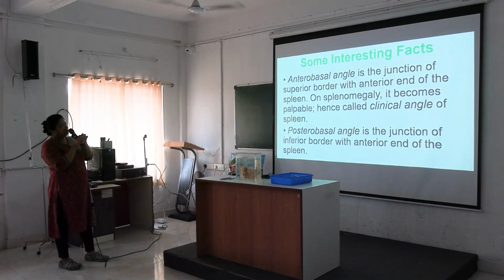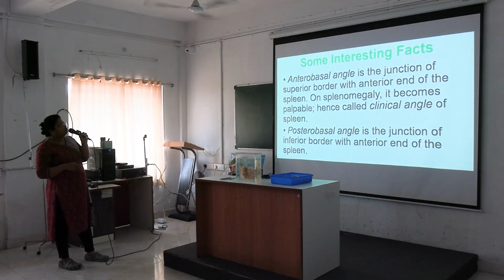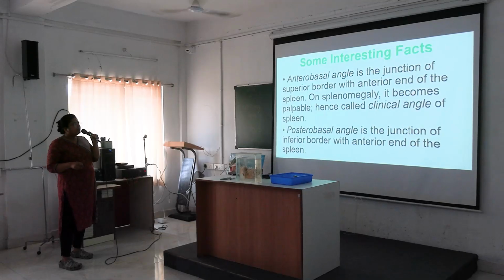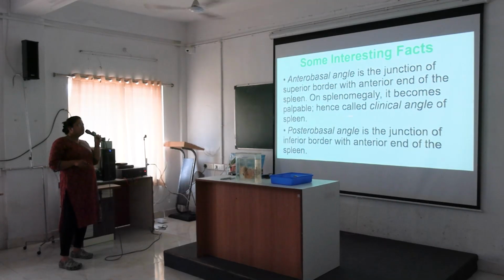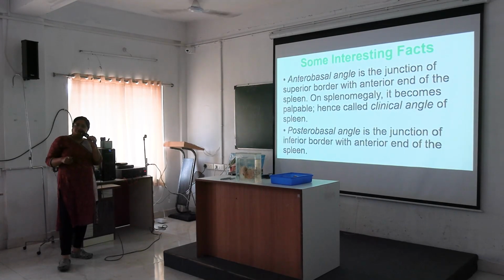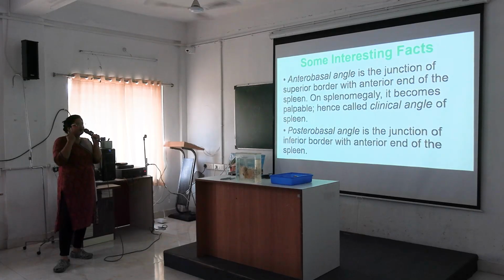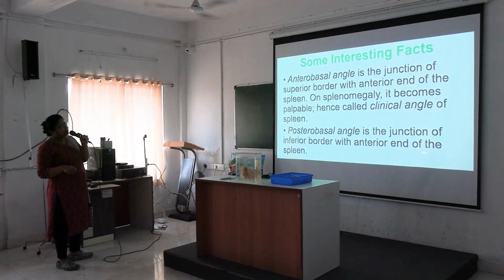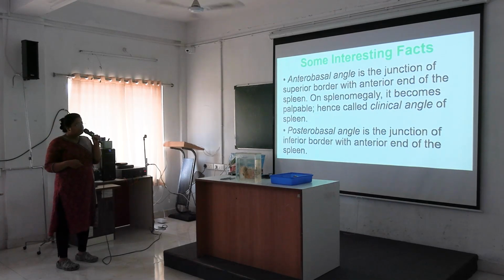So the anterior basal angle is the junction of the superior border with the anterior end of the spleen, and on splenomegaly it becomes palpable, hence called the clinical angle of the spleen. That's why these angles are important. And the posterior basal angle is the junction of the inferior border with the anterior end of the spleen.